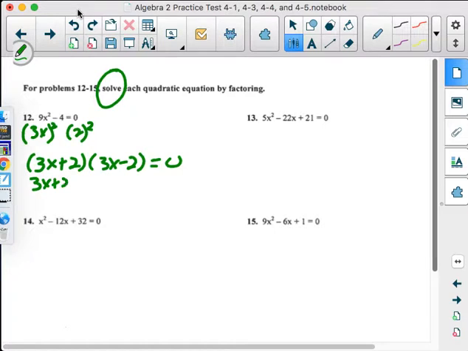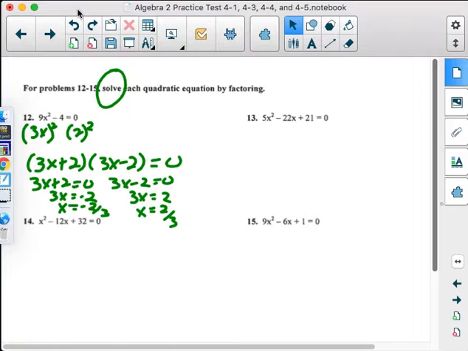And I need to know where those zeros are. So I will subtract 2 from each side and divide by 3, and I get negative 2/3. And then on the other one, I will add 2 to both sides and divide by 3. And I get a positive 2/3. So that's how you solve. You have to keep going until you have where the x values would be when this graph is going to cross the x-axis.